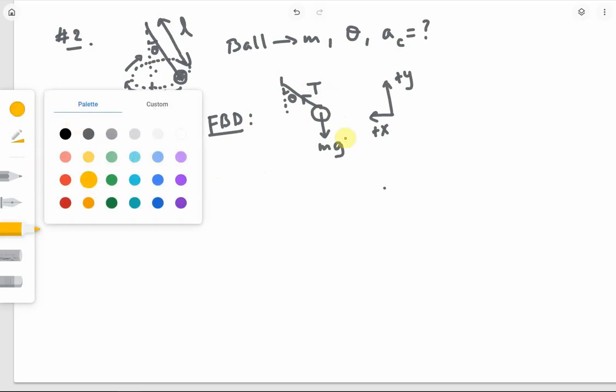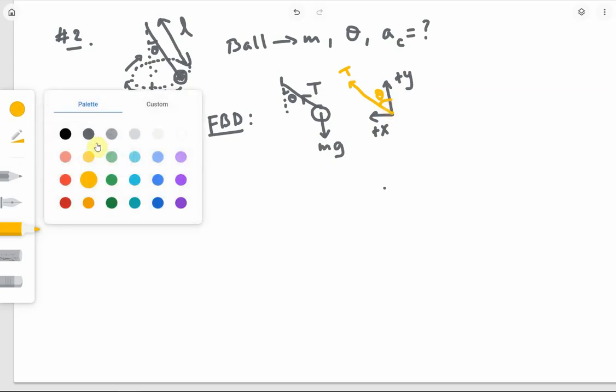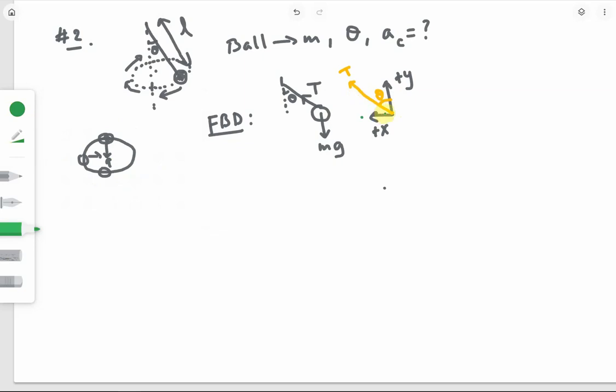Let's choose a different color for our components. What would the components look like? If this is my chosen x and y axis, then tension is looking like this, and it is making an angle of theta with the vertical. In this case, the vertical is plus y, so it makes an angle theta with plus y. Since it's making an angle theta with the vertical, the x and y components would be parallel or anti-parallel to the chosen axes. The y component: as you move along the positive x direction along the tension force, the y values are increasing, it's going up. So the y component would be going up.